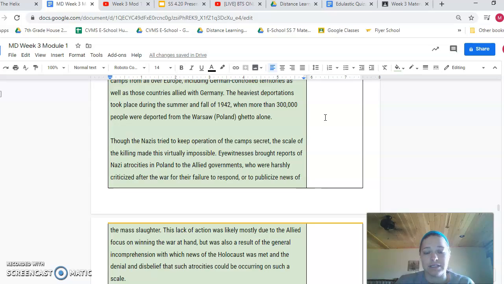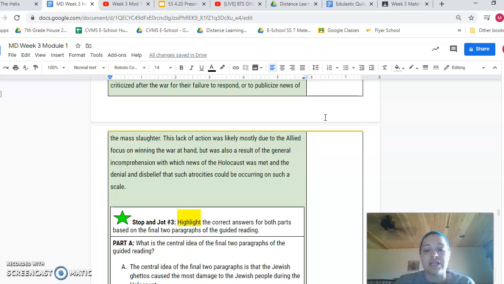made this virtually impossible. Eyewitnesses brought reports of Nazi atrocities in Poland to the Allied governments, who were harshly criticized after the war for their failure to respond or to publicize news of the mass slaughter. This lack of action was likely mostly due to the Allied focus on winning the war at hand, but was also a result of the general incomprehension with which news of the Holocaust was met and the denial and disbelief that such atrocities could be occurring on such a scale.